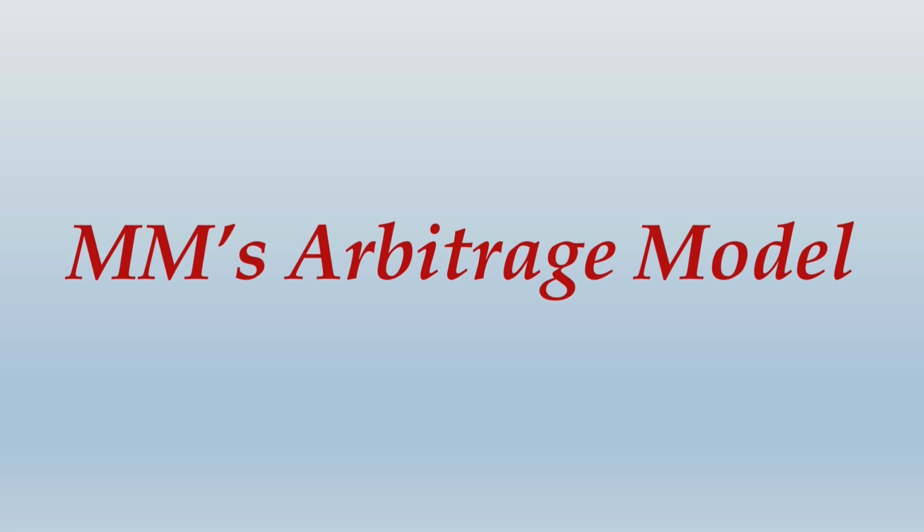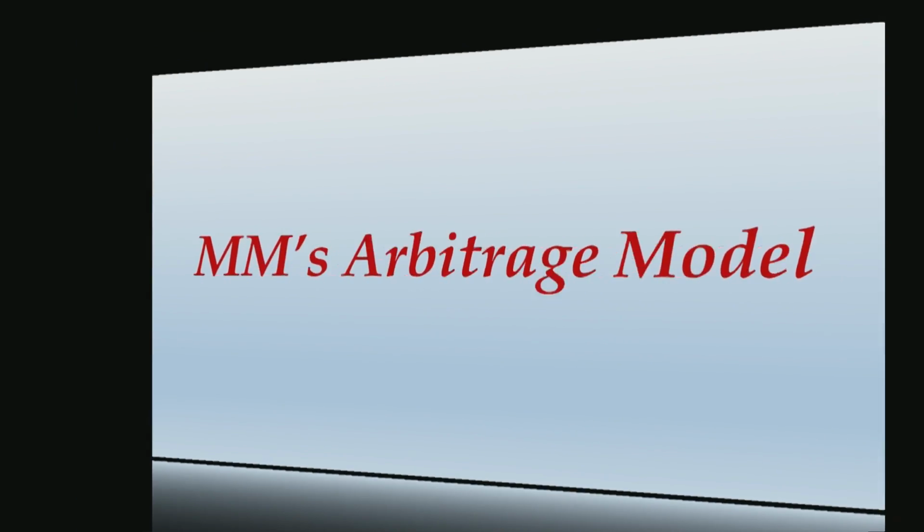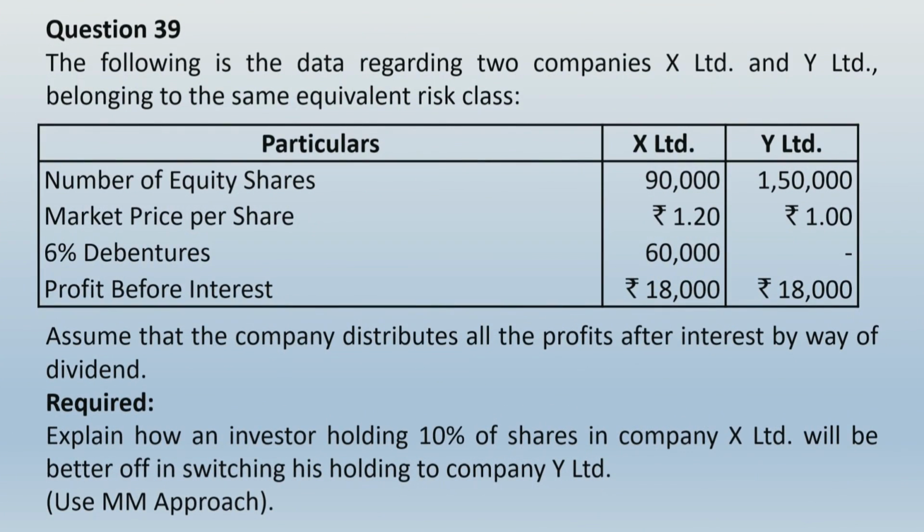So let us understand this whole model through an example that is given in question number 39. Let us first read this question. The following is the data regarding two companies X Limited and Y Limited belonging to the same equivalent risk class. We find the two companies' data given in terms of number of equity shares, market price per share, 6% debentures, profit before interest. Then given, assume that the companies distribute all the profits after interest by way of dividend.